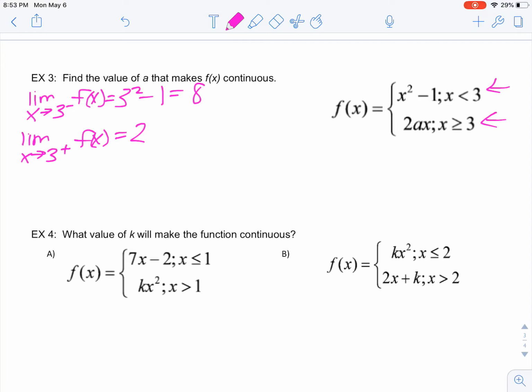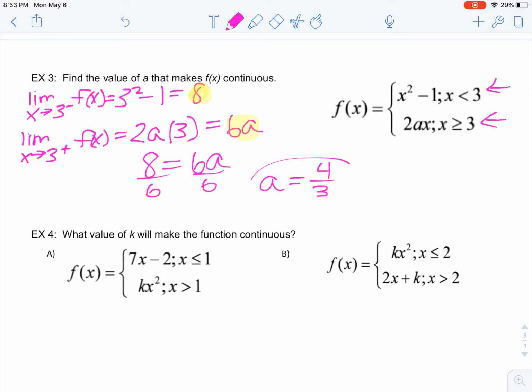So it's going to be 2a times 3 when x is equal to 3. So that's going to be 6a. And now what we want to do is these two, the left and right hand limits, we want to be equal. So we're just going to say, okay, 8 equals 6a. Divide by 6, and a, when we reduce it, is 4/3.